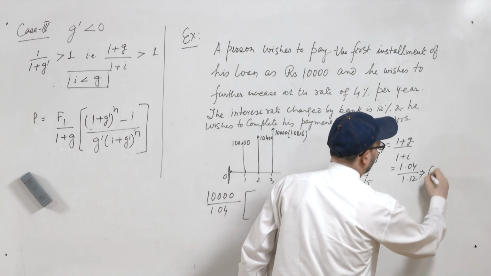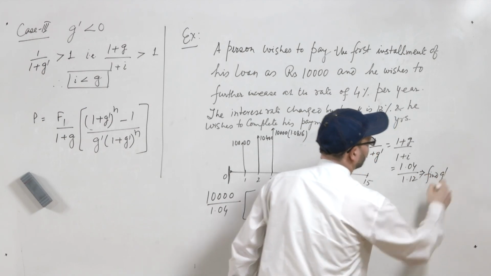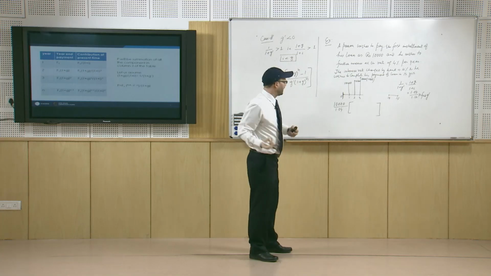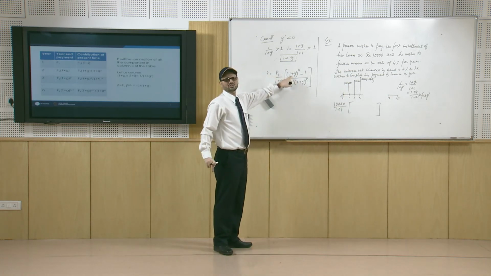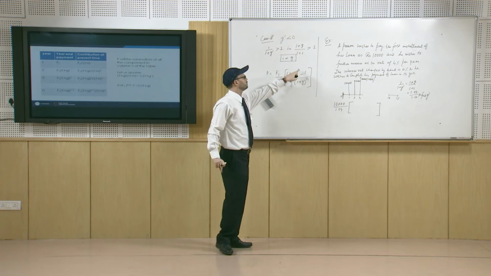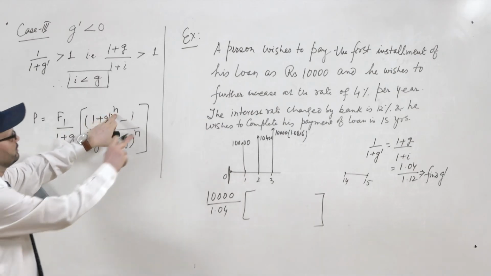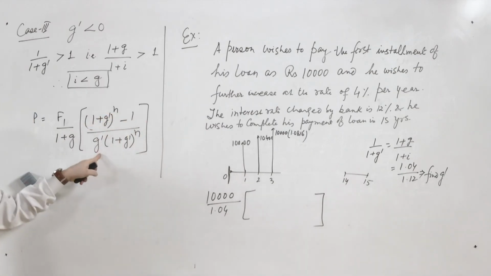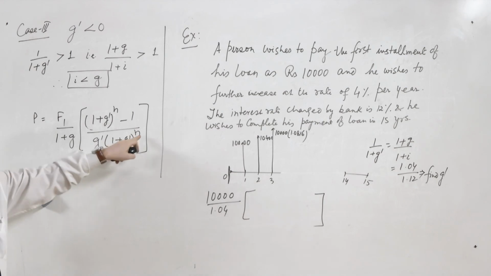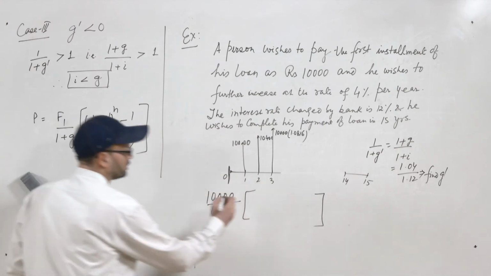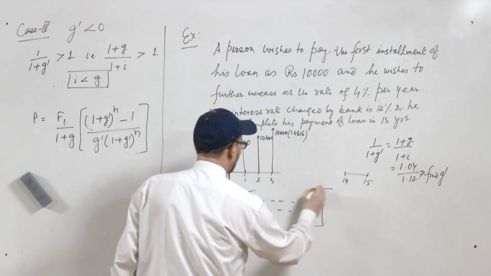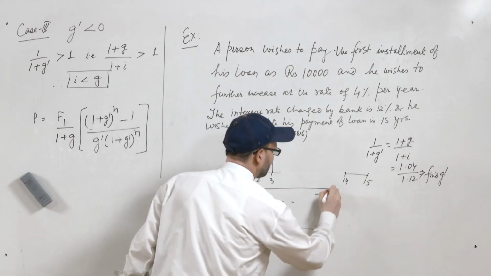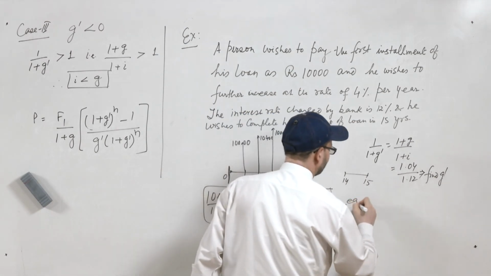So, from here find g prime, and once you find g prime you can find this by putting in this equation: 1 plus g prime to the power n, that is 15, minus 1, by g prime into 1 plus g prime raised to the power 15. So, this amount will be calculated, and this amount will be the equivalent principal amount, the present amount.